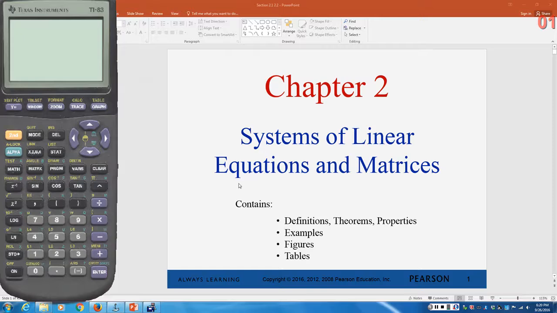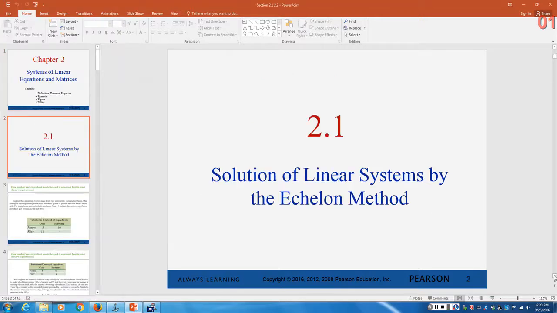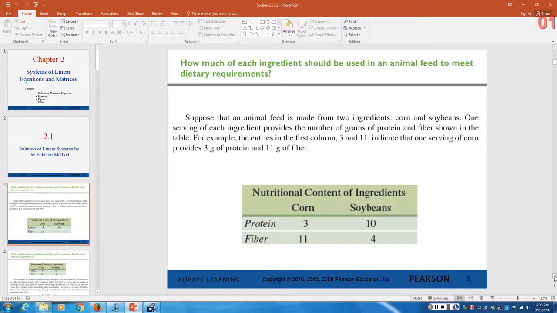Okay, this is about systems of linear equations and matrices. And we're going to learn how to solve systems of linear equations by something called the echelon method. So I'm going to explain what it is, and then I'm going to show you how to do a problem with it.